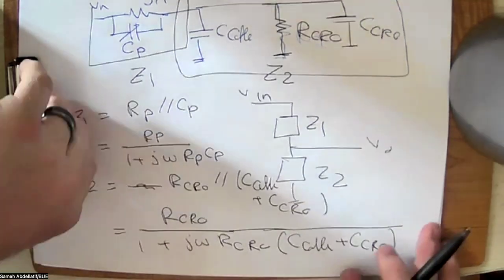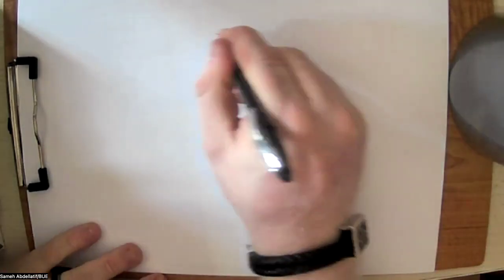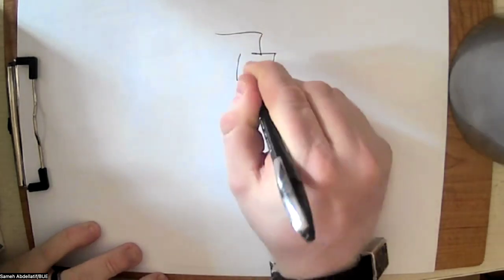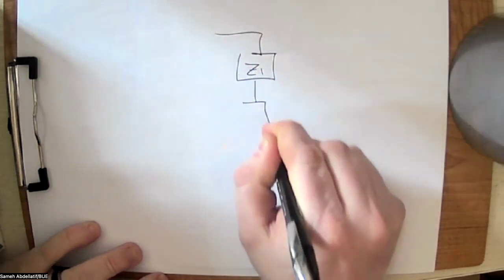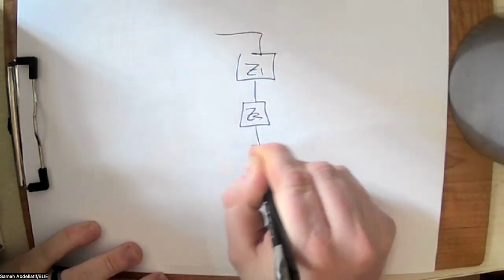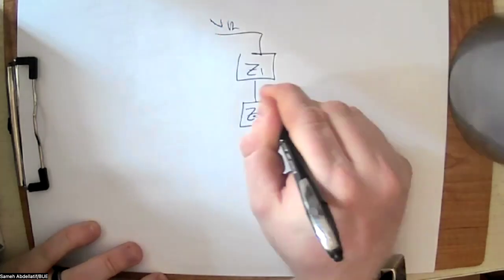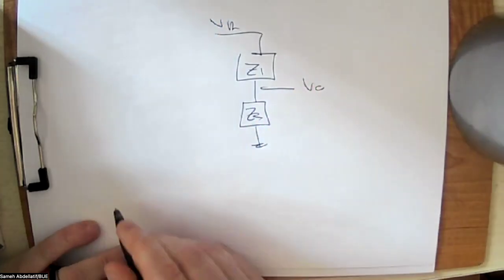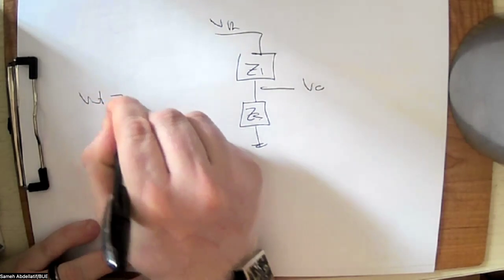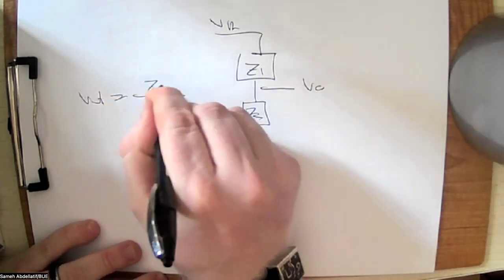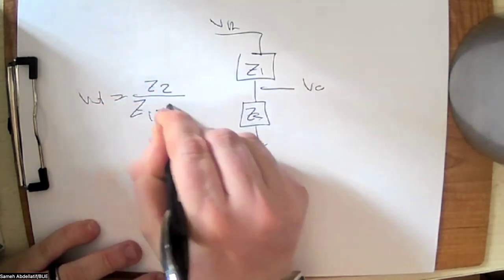Now, based on this graph, Z1, Z2, ground, Vin and Vout, Vout is simply Z2 over Z1 plus Z2.